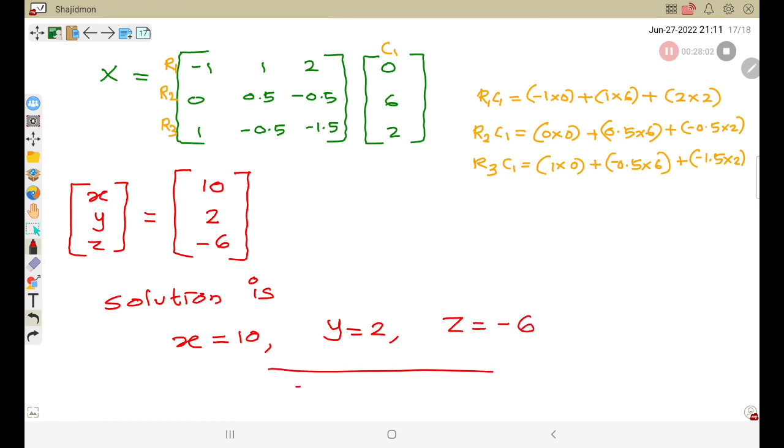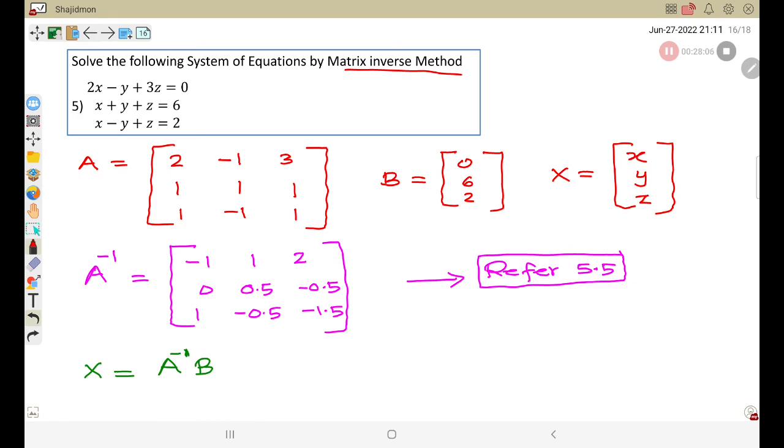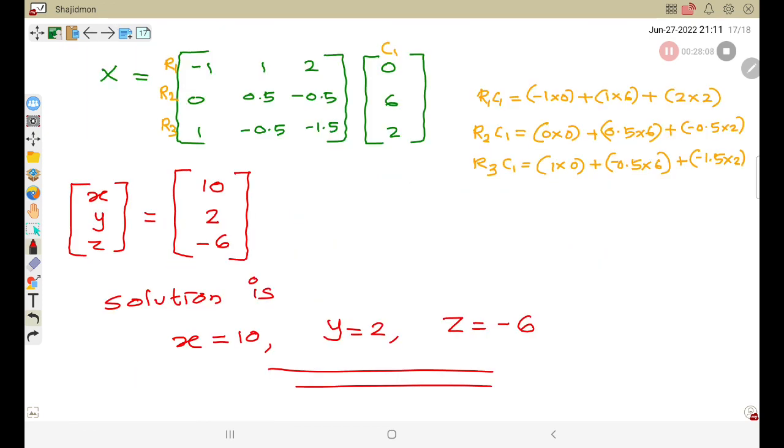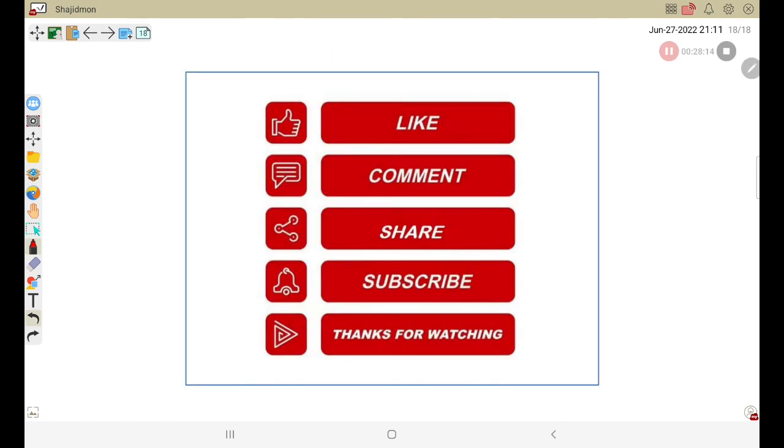I hope you understood the 3 by 3 system. Only you need to refer to the A inverse matrix from the previous recordings. All other things are easy to find the solution of a 3 by 3 system. So this is the idea of this section, how to find the solution by matrix inverse method. Especially we are discussing 2 by 2 system and 3 by 3 system. Same idea we can extend to any system of equations, n by n system of equations. So I hope you understood the idea.